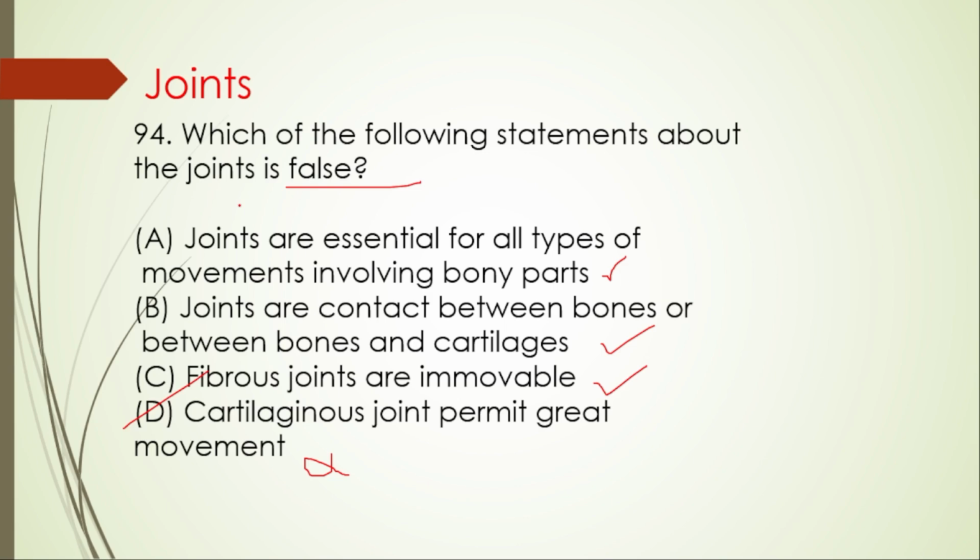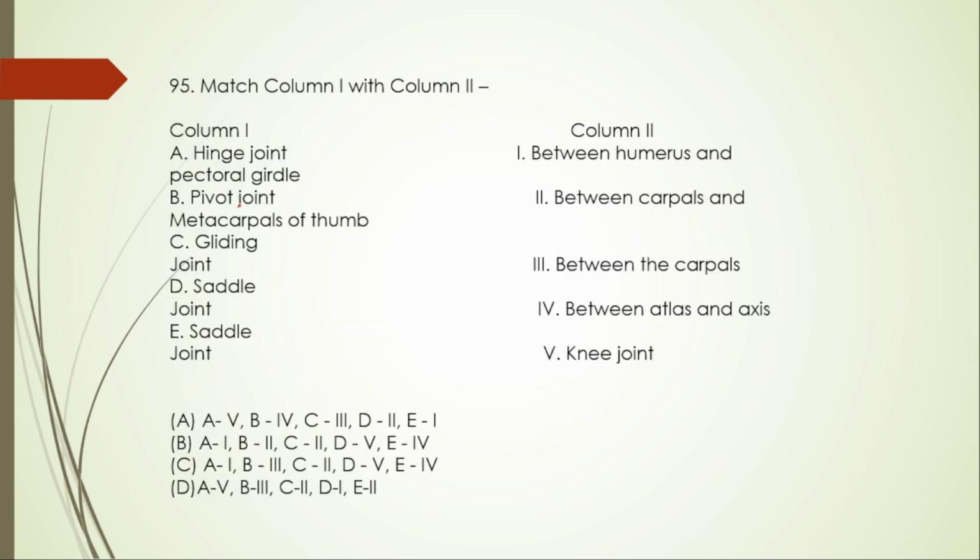Here is the next question, that is question number 95. Match column 1 with column 2. Column 1, hinge joint. Hinge joint is for what? Knee joint. 1 is 5. So 1 is 5. A is 5 means option B and then option C are eliminated.